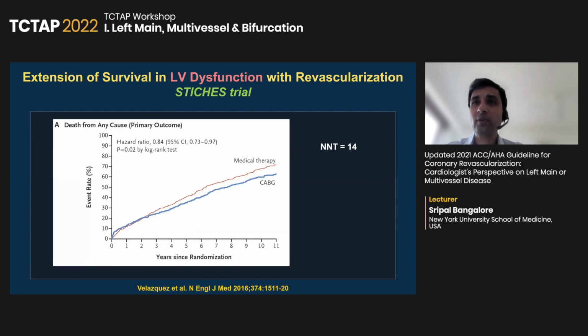If you look at patients with LV systolic dysfunction, this was tested in the STICH trial, comparing CABG versus medical therapy. Again, in patients who have LV systolic dysfunction, there was a significant mortality benefit of bypass surgery compared to medical therapy alone at 10 years, with a number needed to treat of only 14.